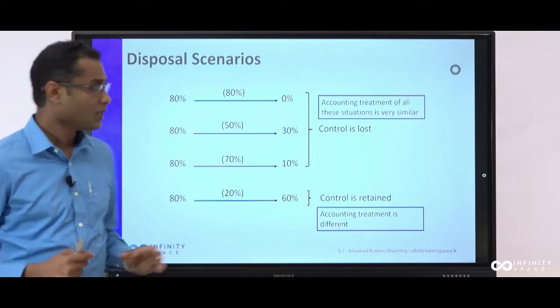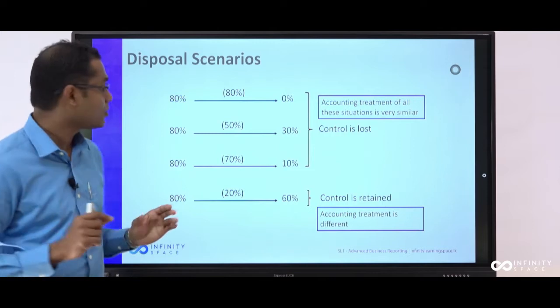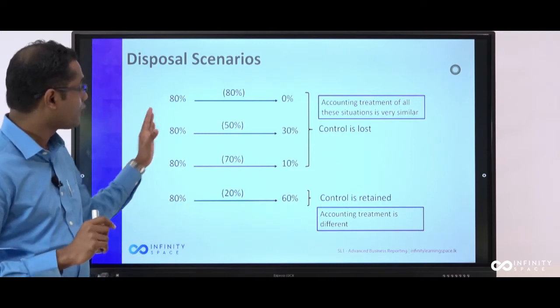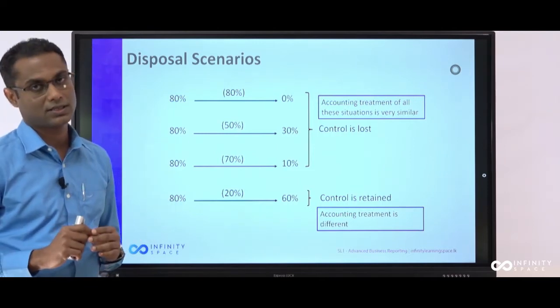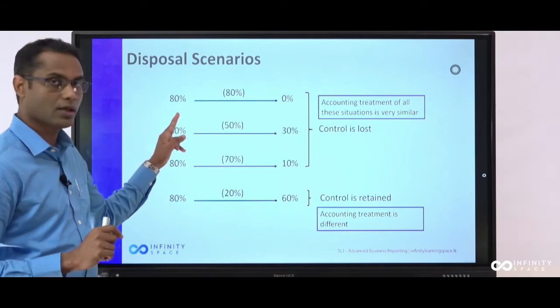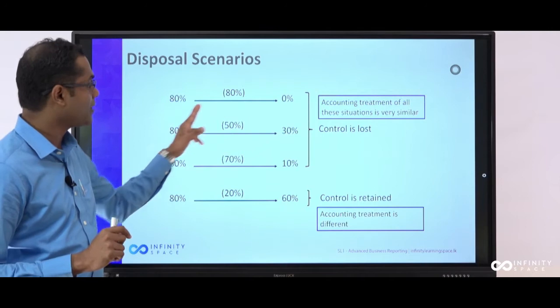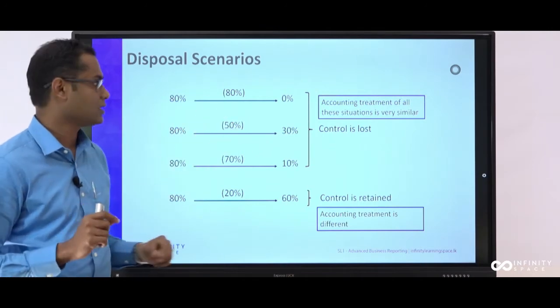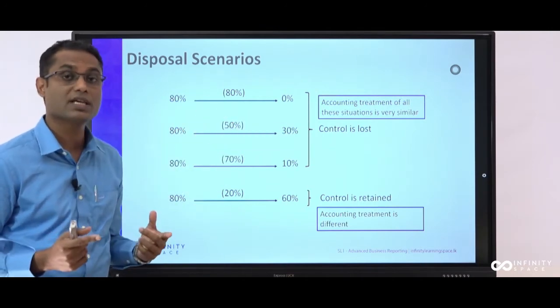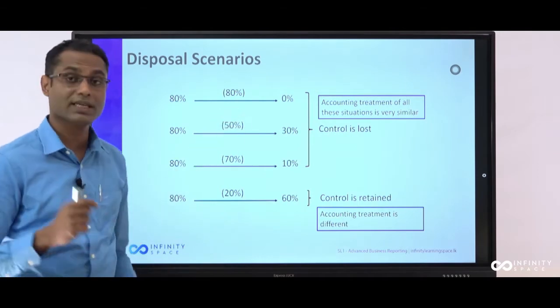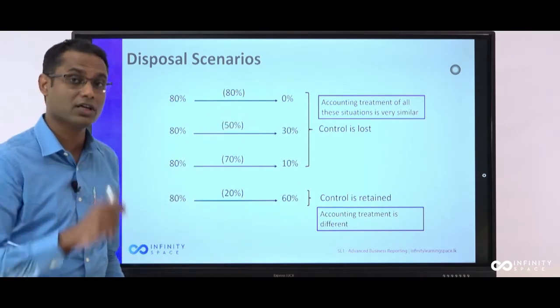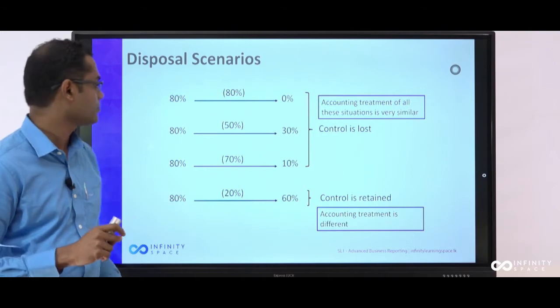Now, if I look at disposal scenarios, there are 4 types of disposal scenarios. First one, the parent has 80% of the subsidiary and the parent is disposing of the entire 80%. So the parent's holding in the subsidiary would be 0. This is called an entire disposal. The entire holding of the subsidiary is disposed.